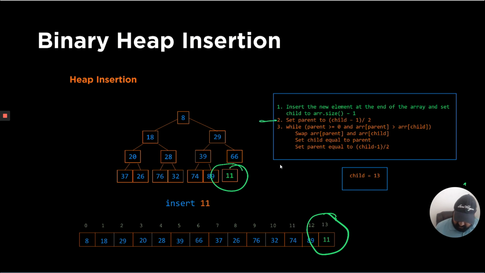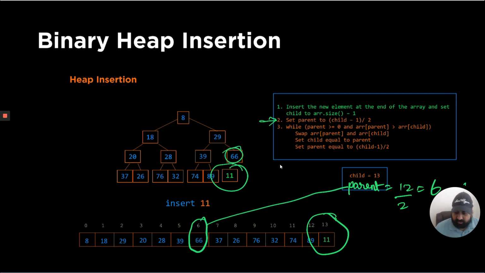Next, we are going to set the parent, whose value is now being calculated, and that is equal to the same equation which we used earlier, which is (child minus 1) divided by 2. So it will be 12 divided by 2, which is equal to 6. So parent is actually pointing to this node. And if you see the heap, it's exactly pointing to this particular value.